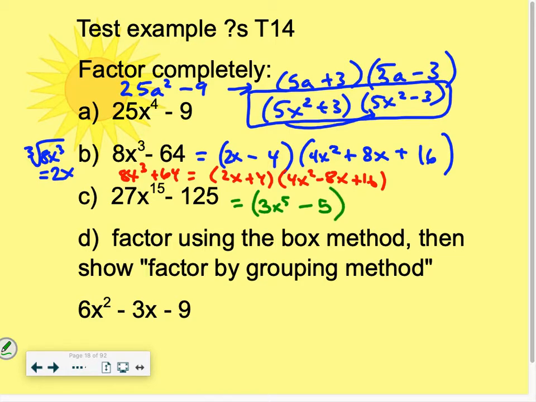So I cube root both of those, that's my binomial, and then my trinomial, I square the first term, so square 3. When I square x to the 5th, you do power to a power, you'd multiply. X to the 5th squared, you'd multiply the 5 and the 2. The 5 squared at the end is going to be the 25, and then in the middle I multiply those. 3x to the 5th times 5 is 15x to the 5th.